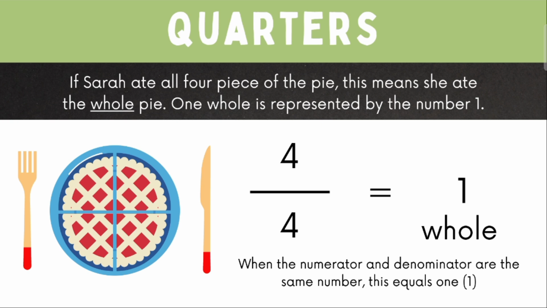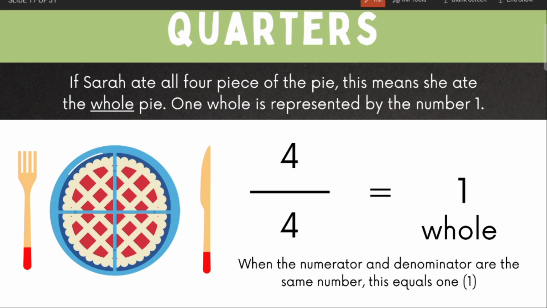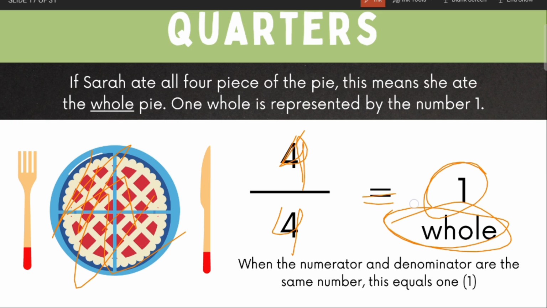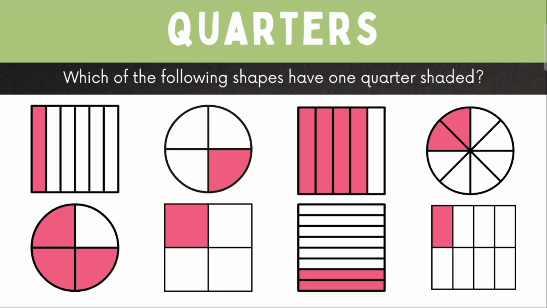Okay, Sarah ate all 4 pieces. Now see how naughty Sarah is. She ate everything. 4 parts were there and 4 she ate. So can you tell me how many parts she ate? There were 4 parts. She ate all 4. So she ate the whole pie. Okay. When the numerator and denominator are same, it is equals to 1. I have already explained you this.